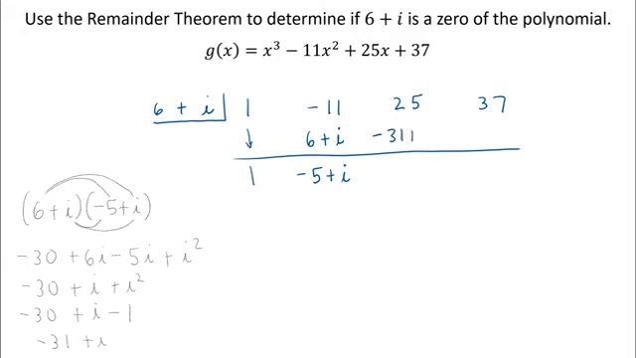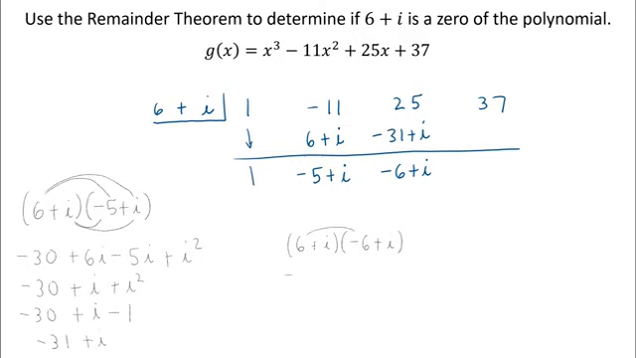Negative 31 plus i goes here. And again, we add. So we have 25 minus 31 plus i. 25 minus 31 is minus 6, and we still have a plus i. And now we must multiply 6 plus i times negative 6 plus i. And let's do that down below here.